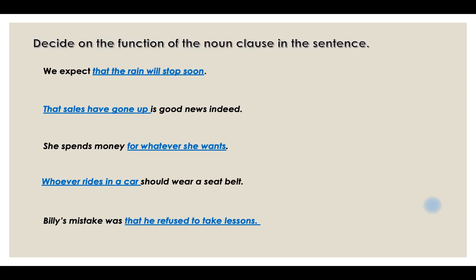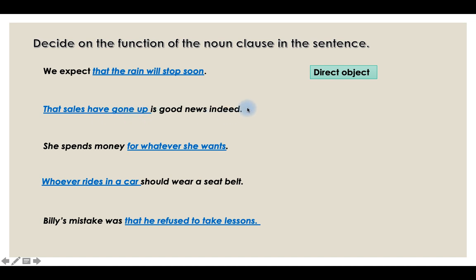Decide on the function of the noun clause in the sentence now, please. So decide whether the noun clause is used in the function of subject, object, what else? Object of preposition, right? Or subject complement. Let's look at the first sentence. We expect that the rain will stop soon. What is the function of this part? That's an object, right? It functions as an object. What do we expect soon?